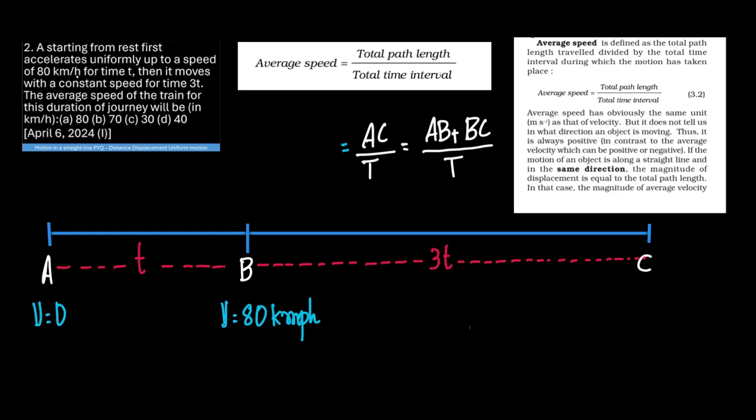Starting from rest, accelerates uniformly up to a speed of 80 kilometer per hour, then it moves at constant speed for 3t. Find the average speed. Okay, so what is average speed? It's total path length by total time interval. What is total path length?